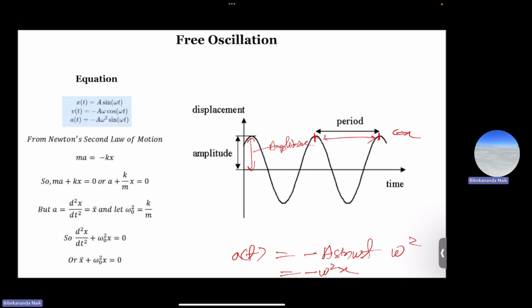This is the time period. If you talk about Newton's second law of motion, mass into acceleration is force, and this force is given by minus kx. If you solve this equation, it will come out to be like this. A is nothing but x double dot. So x double dot plus omega 0 squared x equals 0.